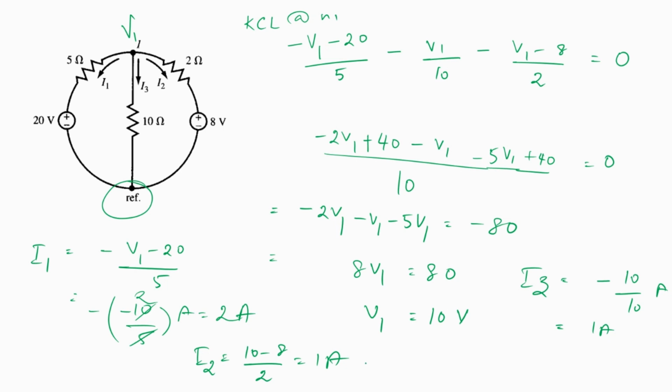So in this manner, we can frame the KCL equation using the node voltage and obtain the node voltage by resolving the equation, and from that compute the branch currents. So that's all with this video on node voltage method. I hope the video was useful to you.